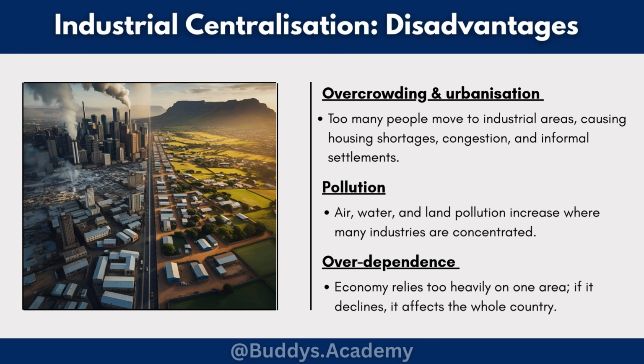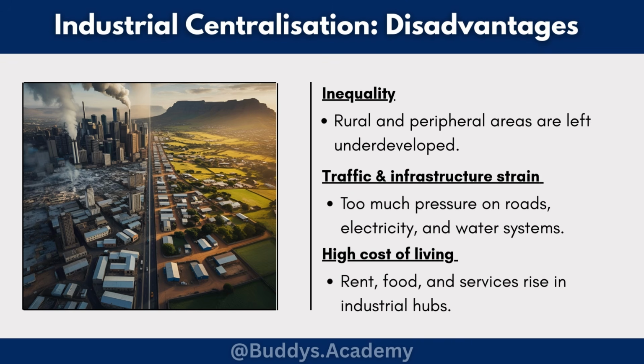Your second disadvantage would be pollution, right? So air, water and land pollution are all going to increase where your many industries are going to be concentrated. Thirdly, you're going to have your overdependence. So the economy relies too heavily on one area. So when the economy is going to rely too heavily on one area, if it is going to decline, it's going to affect the whole country. The fourth disadvantage would be inequality.